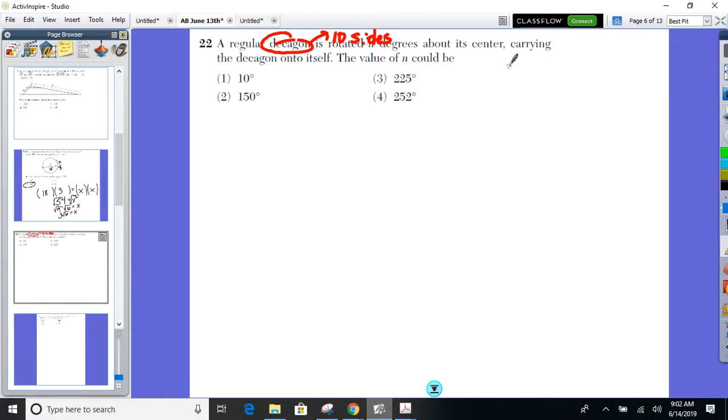But on my way to 360, how many times could I see that exact decagon back in that location? 10 times. Matches the number of sides. So the minimum number of degrees I could rotate and get that decagon to carry it onto itself is 36. Not going to be an answer, probably. That's the minimum number of degrees, 36. Probably not going to be an answer.